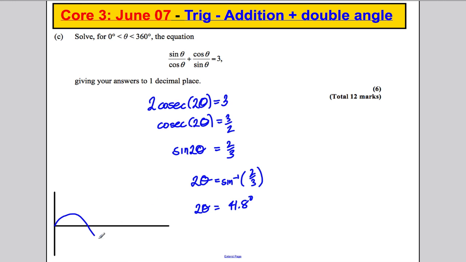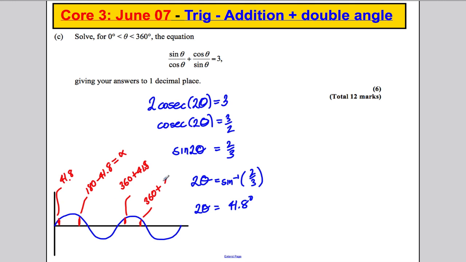Now our sine graph looks something like this, between 0 and 720. We know there's a solution at 41.8. There'll be one here, there'll be one here, and there'll be one here. This is 41.8. This is obviously 180 subtract 41.8. This is going to be 360 plus 41.8. And this one is going to be whatever this one was plus 360. So 360 plus, I'm going to call this one alpha. And there's how we found our other solutions.